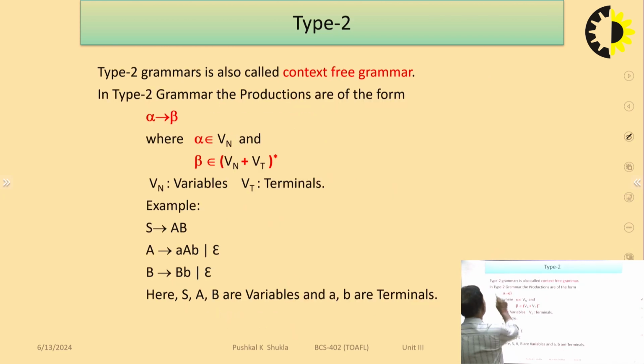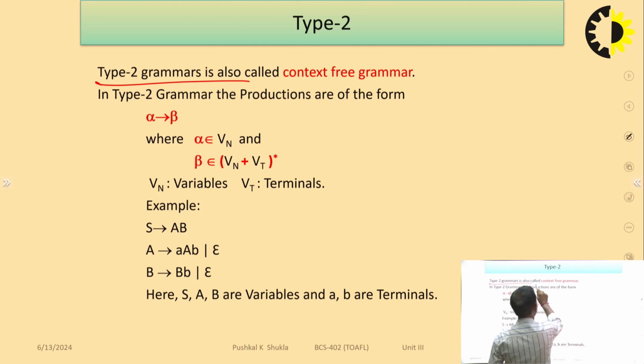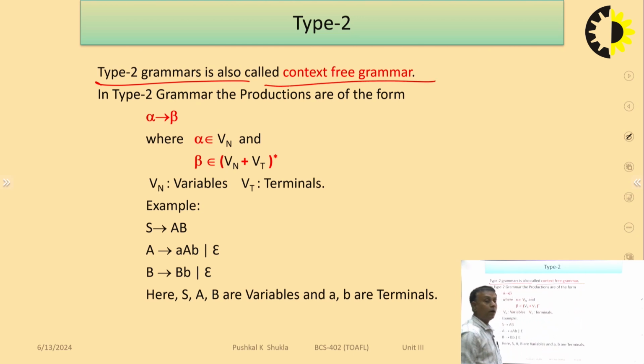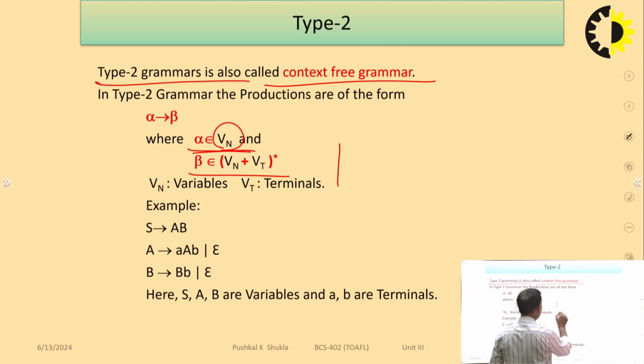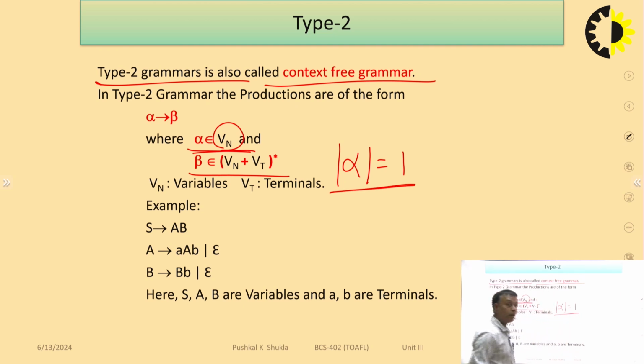Now comes the type 2 grammar. Type 2 grammar is also known as context free grammar, and it is accepted by pushdown automata. In type 2 grammars, the production alpha to beta is of the form where alpha is an element of Vn, the set of non-terminals, and beta is an element of (Vn union Vt) star. Also mod alpha equals 1, which means the length of the left hand side should be 1.